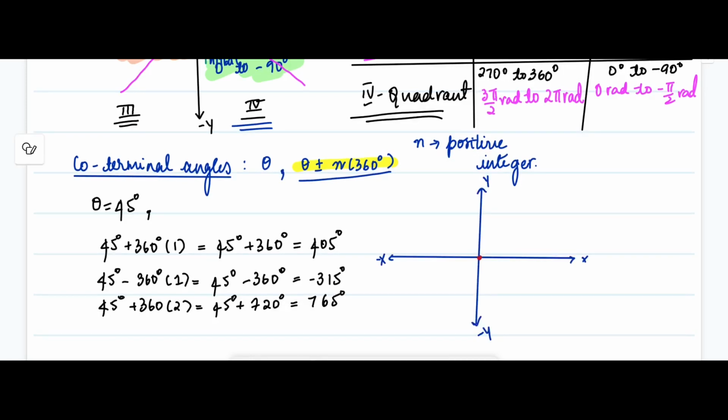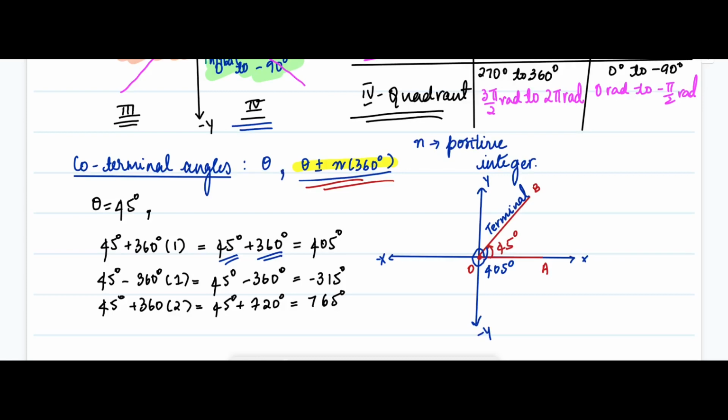Let this be our origin O, and this will be the initial position of the ray, that is OA. Its terminal position, that is the final position of the ray OB, makes an angle of 45 degrees, and this angle is in the first quadrant. When we use this criteria, we can see that first it is making a 360 degrees complete rotation in an anti-clockwise direction. So 360 degrees plus 45 degrees, which is here. So this angle will be 405 degrees, and it is having the same terminal side.